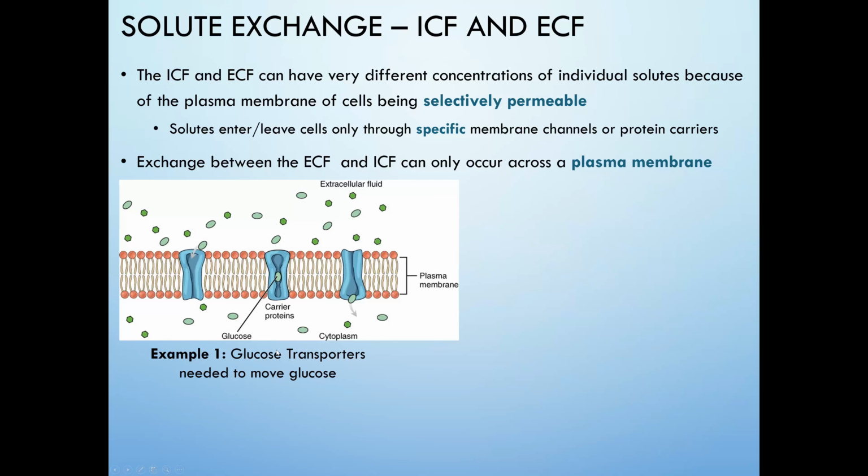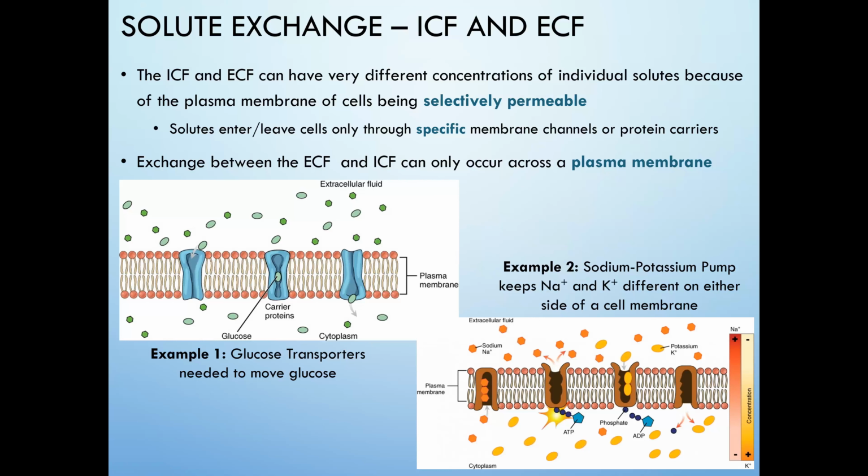Another example you should be familiar with, the sodium-potassium pump helps to keep sodium and potassium levels very different on either side of a cell membrane. So for every one ATP molecule, this pump moves 3 sodiums to the outside and 2 potassiums to the inside, and that keeps the potassium concentration high in the ICF and the sodium concentration high in the ECF.